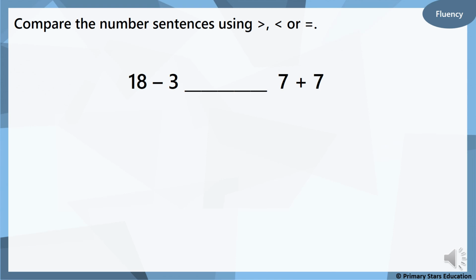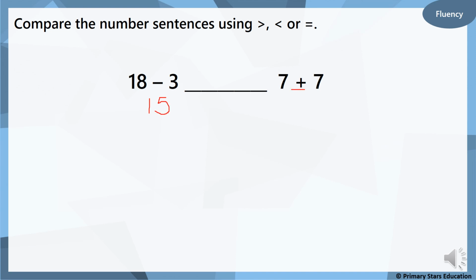Now, this one we are using subtraction here. We've got 18 subtract 3. But we have addition over here, so really need to be careful that you are checking those symbols. So let's do 18 minus 3. Put 18 in your head, get your 18 counters. That gives us an answer of 15.